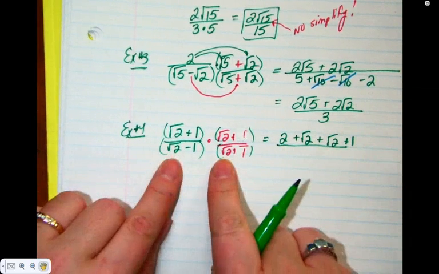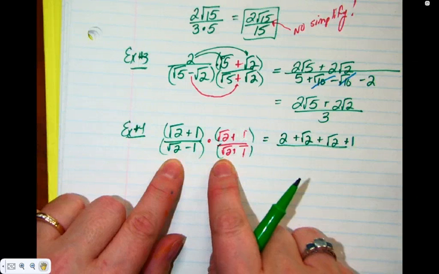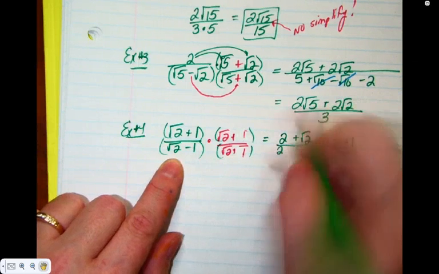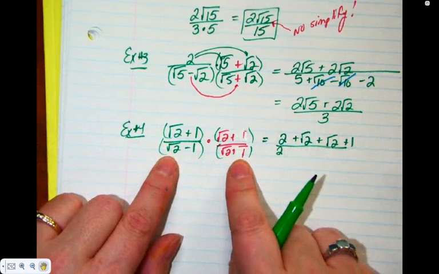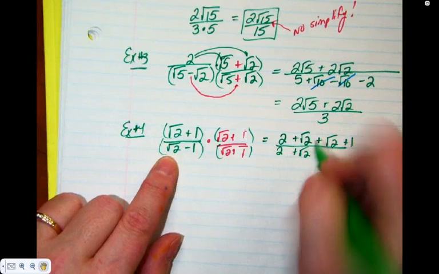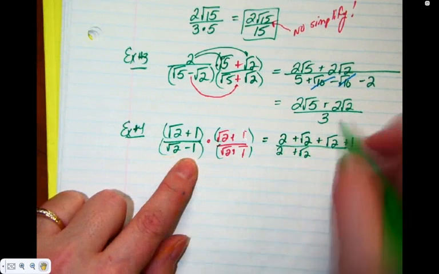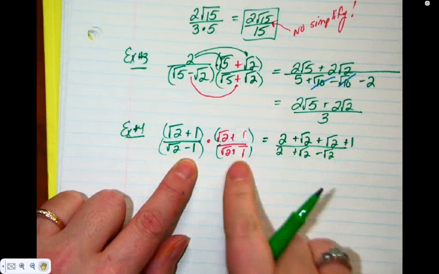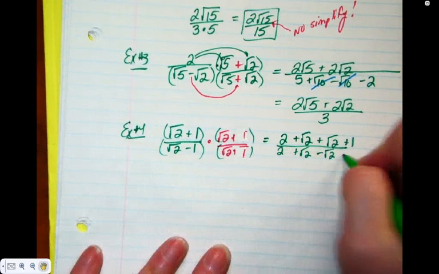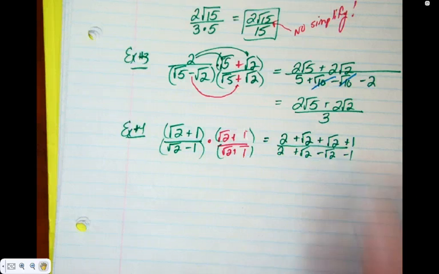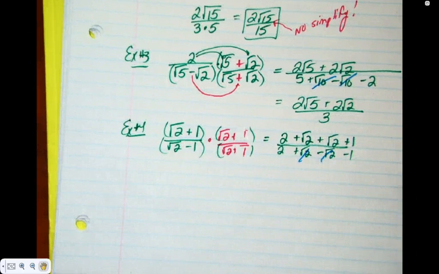On the bottom, 2 times root 2. 2 root 2 times 1. Negative 1 times root 2. And negative 1 times 1. If those roots on the bottom do not cancel, you have done something wrong, because that's the whole purpose of the binomial.